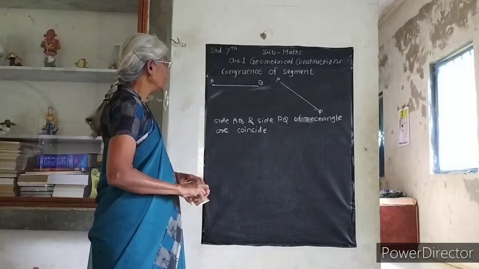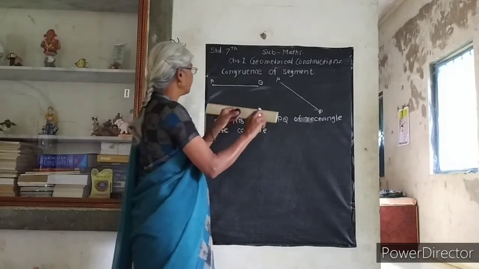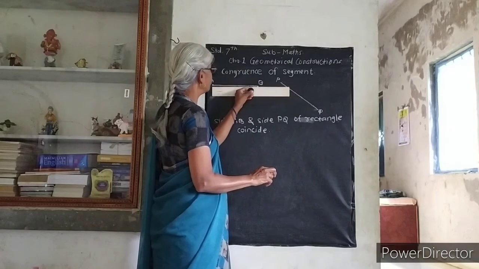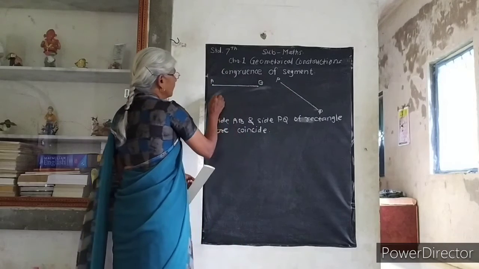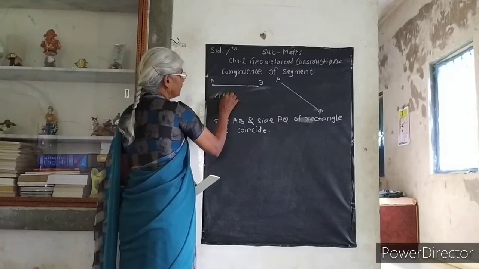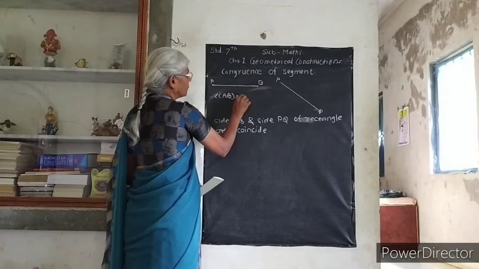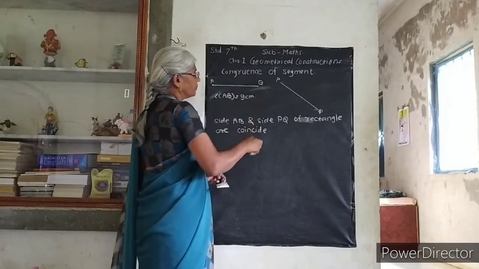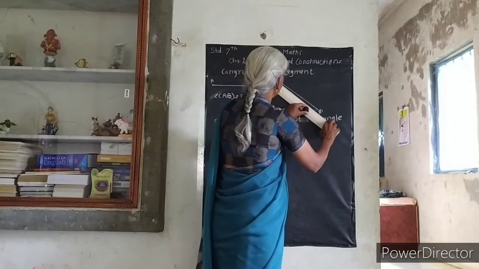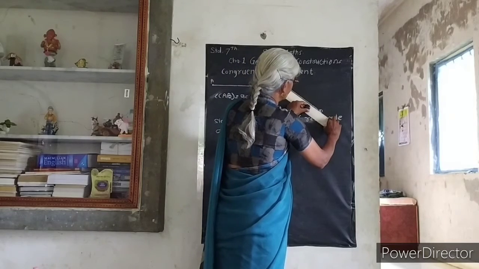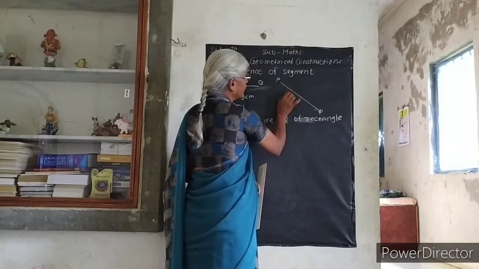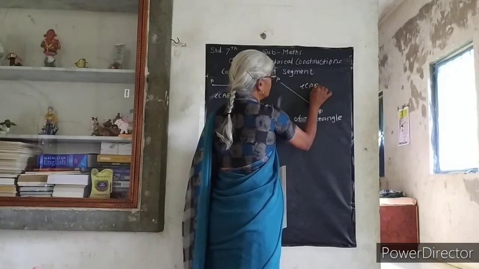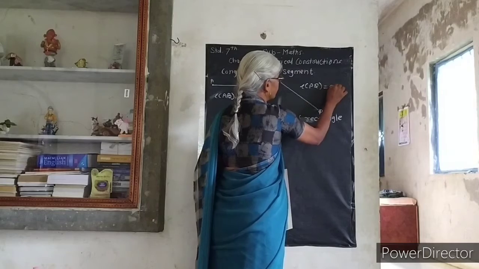Then measure the length of segment AB and write here: length of AB is equal to 9 cm. Measure the length of PQ. We observe that the length of PQ is equal to 9 cm.